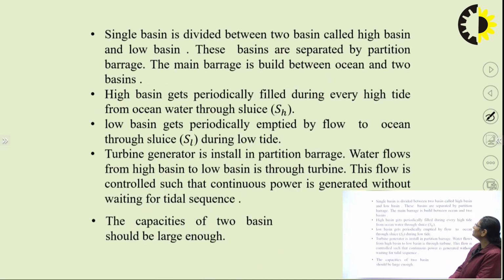The single basin is divided into two basins called the high basin and the low basin. As I told you, these basins are separated by a partition barrage. The main barrage is built between the ocean and the two basins. The high basin gets periodically filled during every high tide from the ocean water through the sluice gate. H is for high tide. The low basin gets periodically emptied by flow of water to the ocean through sluice gate SL during the low tide. The turbine generator is installed in the partition barrage.